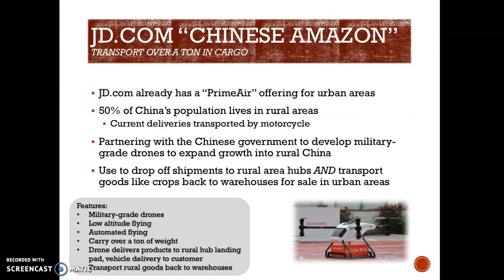So now that we've looked at a retailer using drone delivery to speed up delivery times, let's look at a different use case. JD.com is unofficially known as Chinese Amazon, and they're the second largest e-commerce company in China after Alibaba. China has not blocked drones for commercial use, and as such, JD.com is already operating a successful urban delivery model similar to Prime Air. However, China is an interesting market to look at because 50% of the population lives in very rural areas that do not have adequate infrastructure to make traditional delivery feasible.